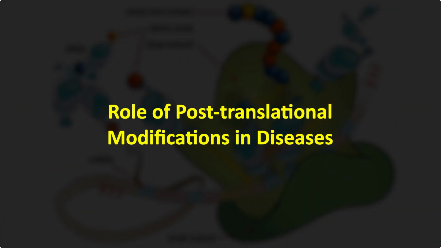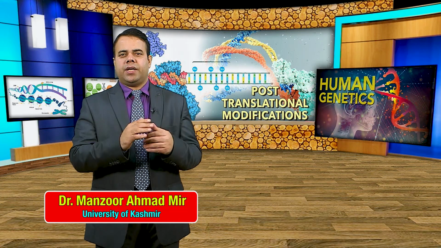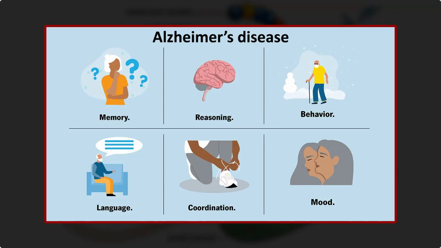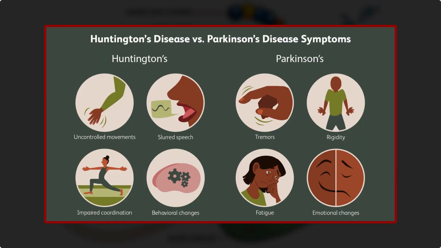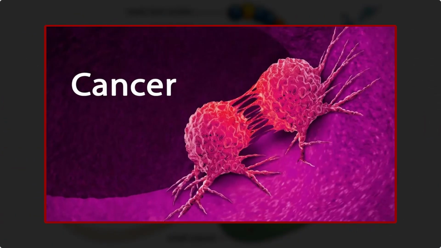Dear students, let's now talk about the role of post-translational modifications in diseases. Post-translational modifications have a vital role in almost all biological processes and fine-tune numerous molecular functions. Therefore, the footprints of disruption in post-translational modifications can be seen in many diseases. Neurodegenerative diseases are the major group of diseases affected by the disruption in post-translational modification, like Alzheimer's disease, Parkinson's disease, and Huntington's disease. Besides, one can see that cancer is also one of the most affected diseases.